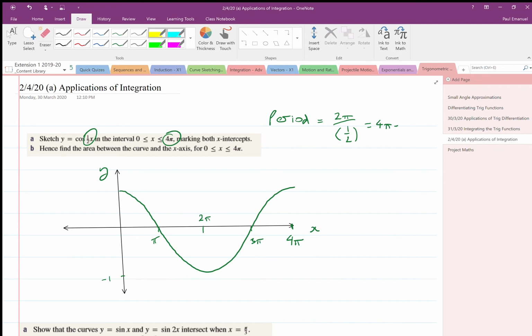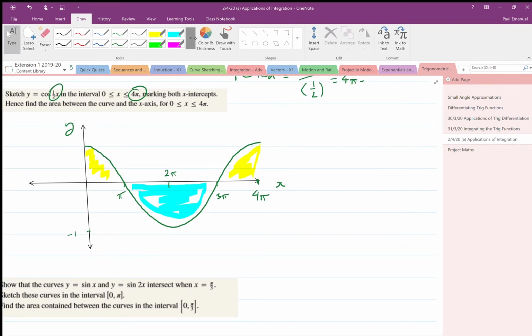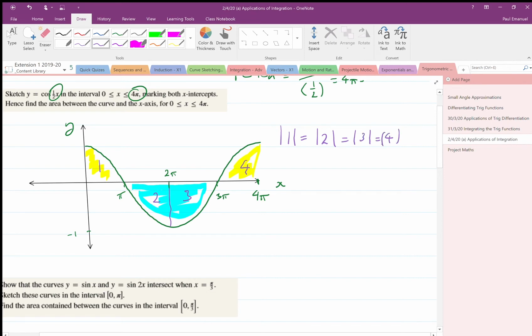Okay. So now you've got to be careful here because the area is the 2 yellows, which are positive, and the blue, which is negative. And I hope it's fairly obvious that all of these things, because of symmetry, the thing that I'm labeling 1 there, the thing that I'm labeling 2, 3, and 4, they all have the same area. So the absolute value of area 1 is equal to the absolute value of area 2, and so on.